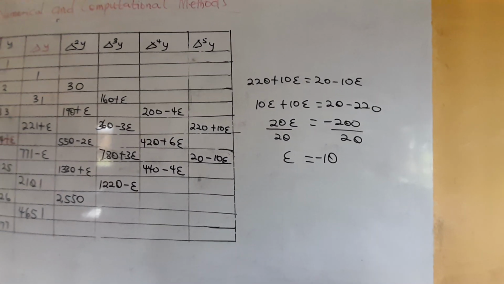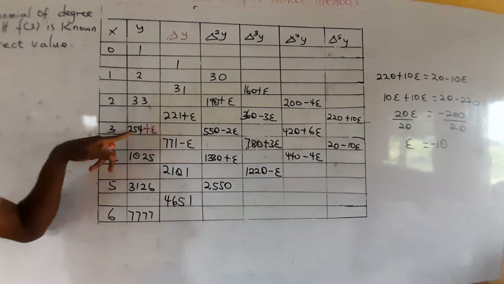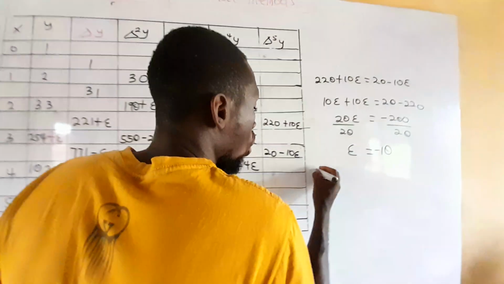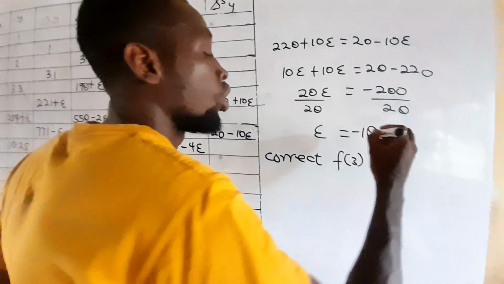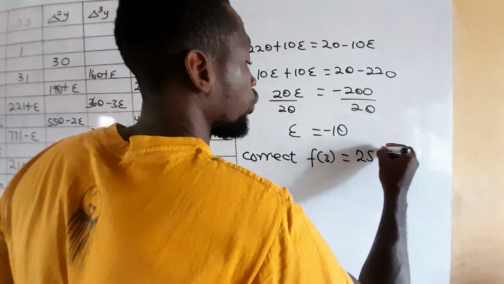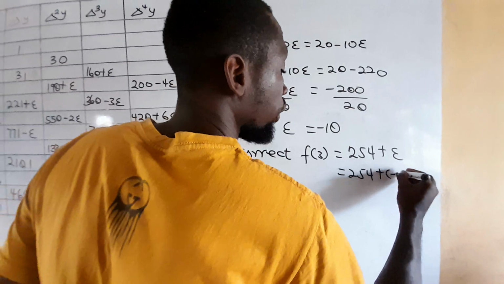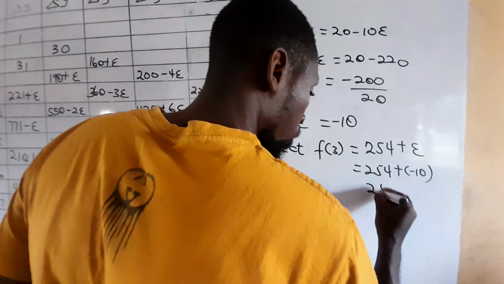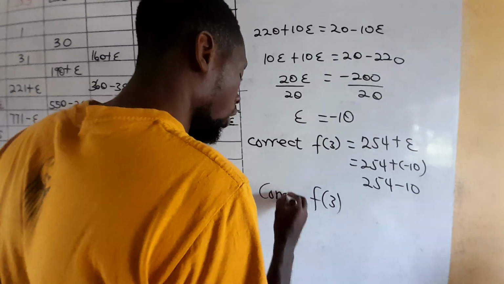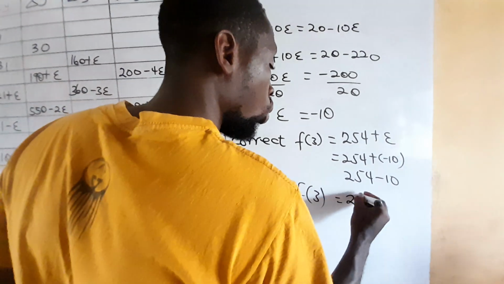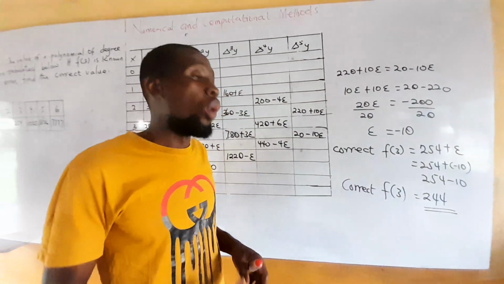So having found the error, remember our f of 3 was in error, and the correct one now is 254 plus the error. So this will be 254 plus negative 10, which is the error. That will be 254 minus 10. So the correct f of 3 is equal to 244. I hope you get that. So we are able to correct the error, having been told where the error occurs.